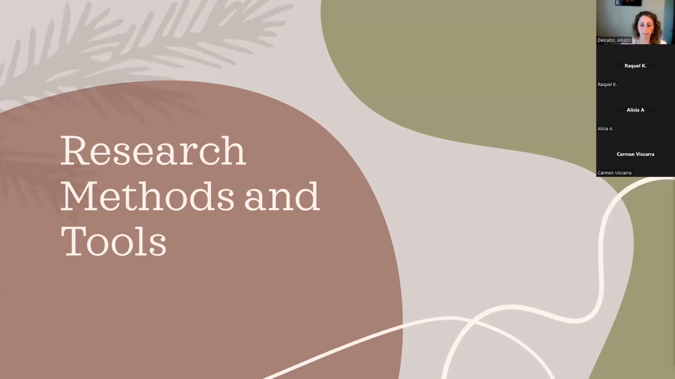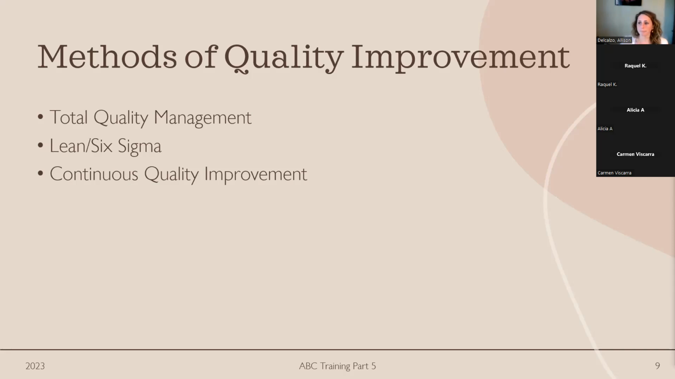So we're going to talk about research methods and tools now that we understand a little bit more about what data is. So there's a few different kinds of quality improvement projects that you can do, and actually there's more than what's here. But these are the most common that you might hear talked about. So total quality management is a method of quality improvement that involves all employees or all stakeholders, making sure that they are all committed, that they're all involved in continuous improvement with a particular focus on a customer experience.